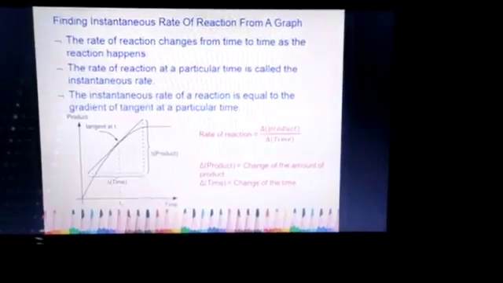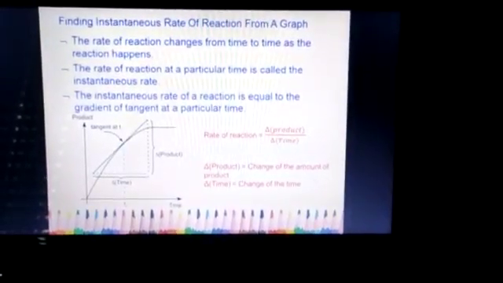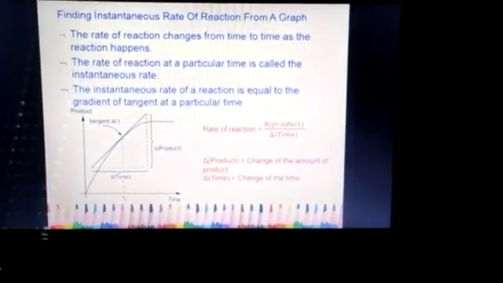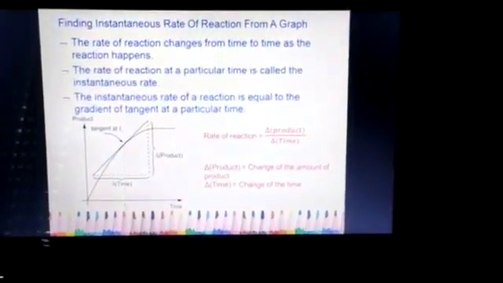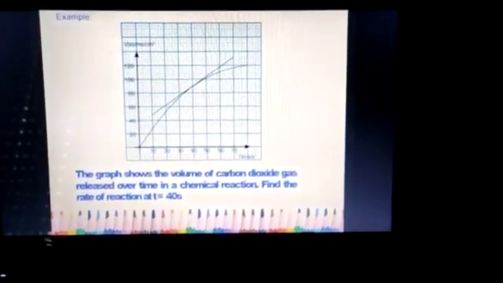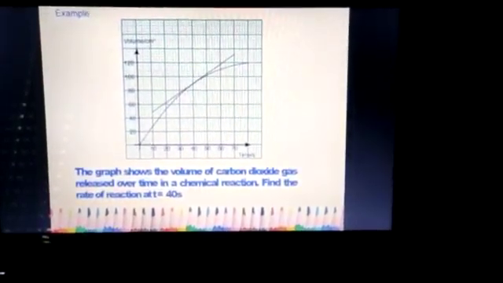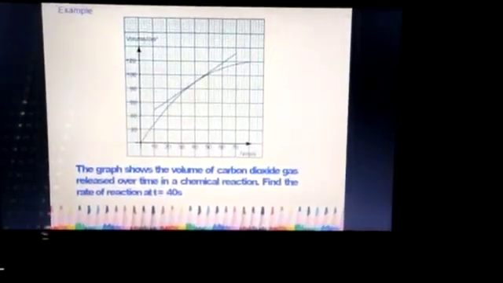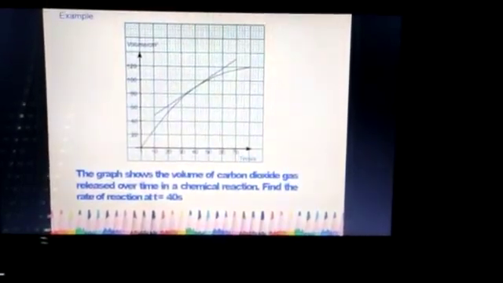Then we do the equation. Rate of reaction is the difference of the product over time. Difference of product, the change of the amount of product, over difference in time, the change in time. The graph shows the volume of carbon dioxide gas released over time in a chemical reaction. Find the rate of reaction at time equal to 40 seconds.